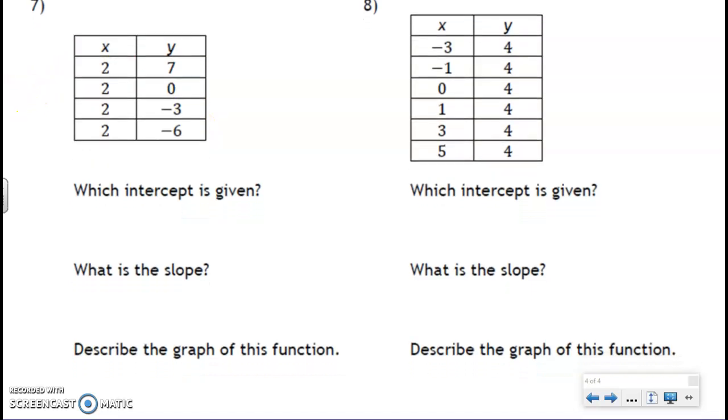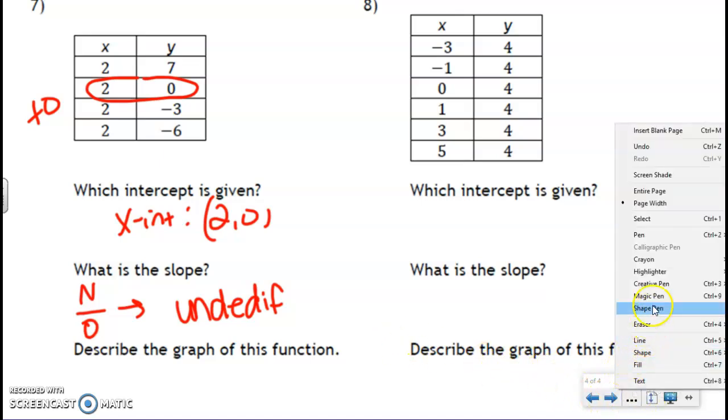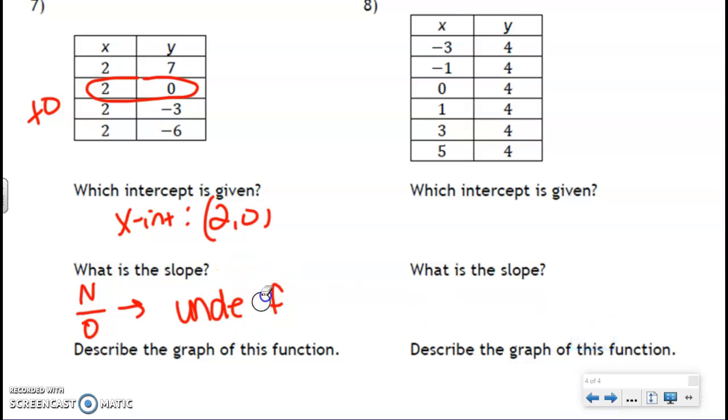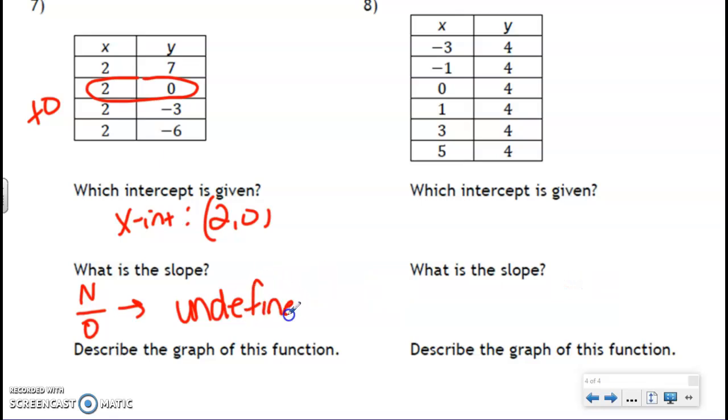Okay, the last ones are special because we only have one intercept. You'll notice my x's aren't changing. Okay, that means I have a line that has a 0 in the bottom. So I'll have some type of number over 0. Anytime we have a 0 in the denominator, that means we have a vertical line or an undefined slope, and that's a vertical line.